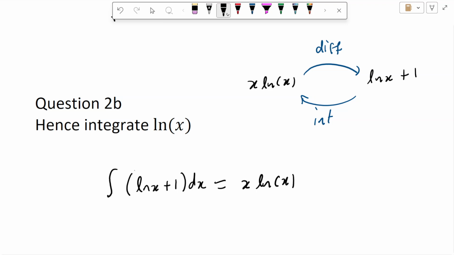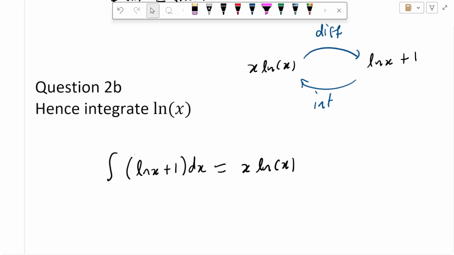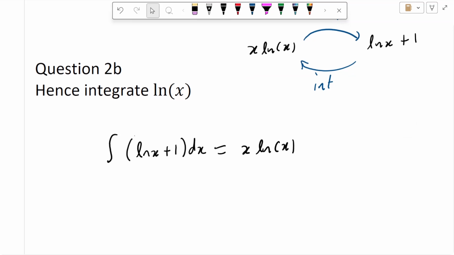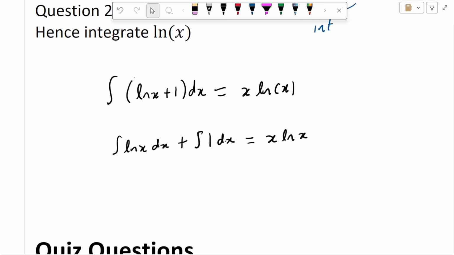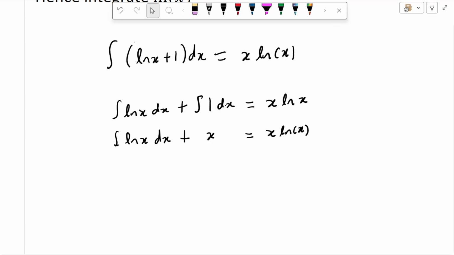Now, I'm not going to worry about doing the plus c. I think that's going to make it a bit more confusing, so I'll put it in at the end. Let's split up this integral into two pieces. So this is the integral of log of x plus the integral of 1 should equal x log of x. And we actually know what the integral of 1 is. That's just x. And that is still just the integral of log of x.